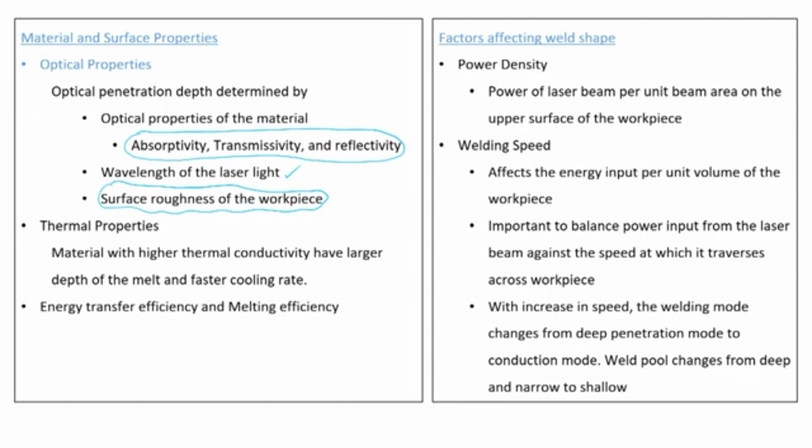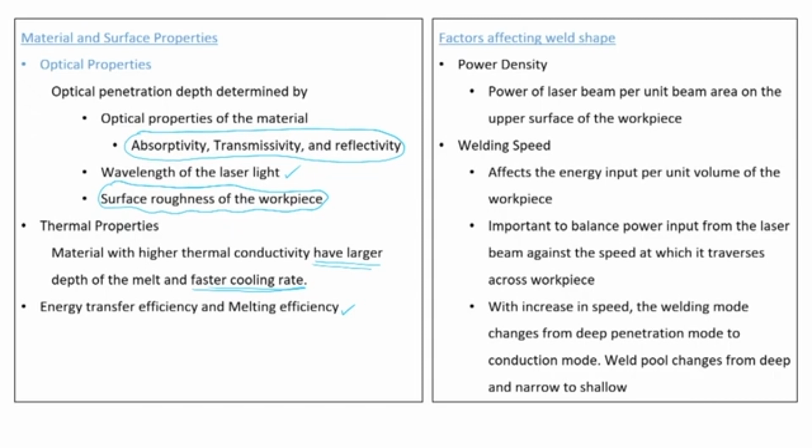absorption. Higher thermal conductivity will have a larger depth of melt and it will have a faster cooling rate. So, higher conductivity material can easily be welded. Heat transfer efficiency and melting efficiency, these two are again parameters which are affecting the laser welding operation.